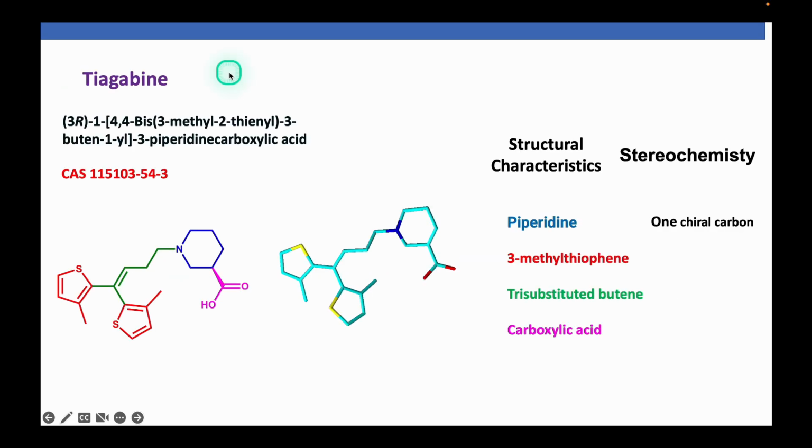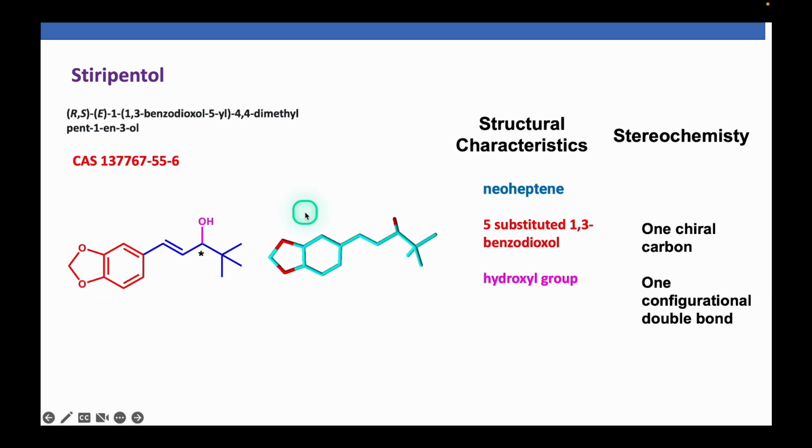For Tiagabine, the 2 methylthiophene heterocycles, the piperidine, and its asymmetric carbon with R configuration stand out. For Stiripentol, which is also supplied as a racemic mixture, the allylic alcohol and the benzodioxole fragment stand out.